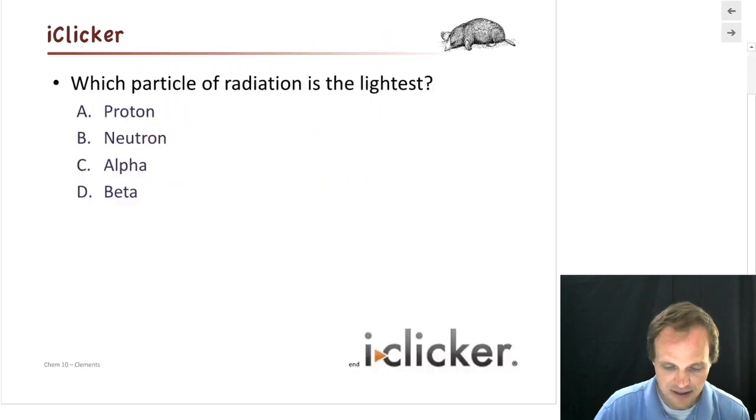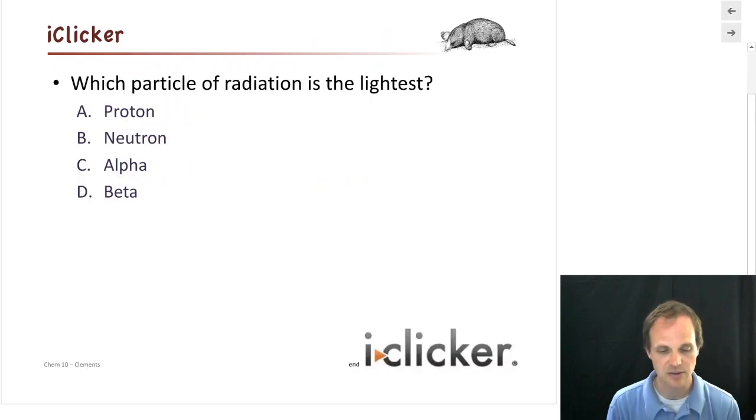All right, one question before we go. Which particle of radiation is the lightest? Is it a proton, a neutron, an alpha particle, or a beta particle? So pause for a second, think about that answer.